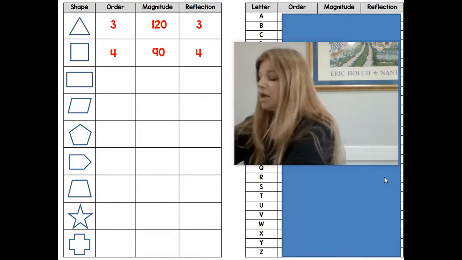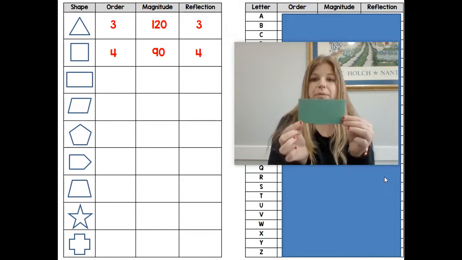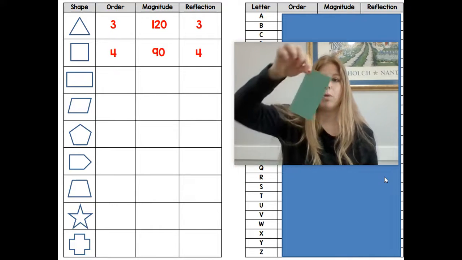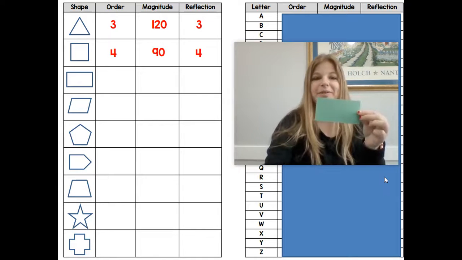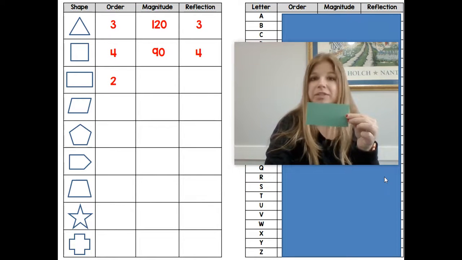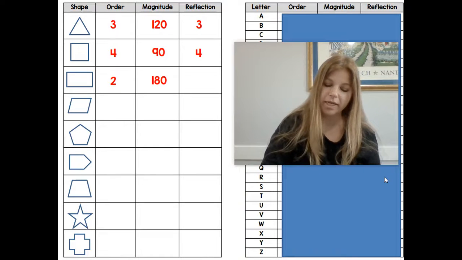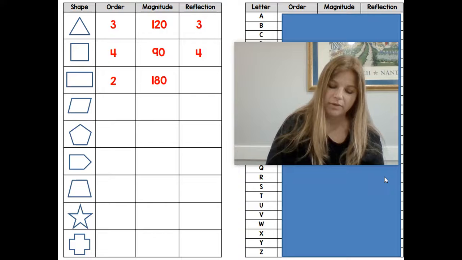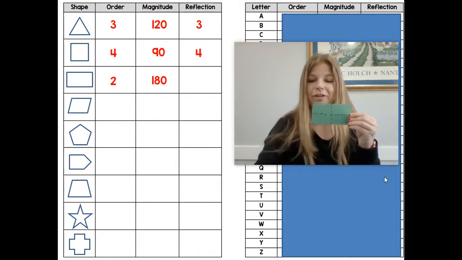Now, a rectangle. A rectangle is what I talked about before. A rectangle is going to be able to be rotated once, twice, back around, so the order is 2. The magnitude is then 180, and reflection lines. We talked about there's only 2 lines of reflection for a rectangle. It's the horizontal and the vertical.